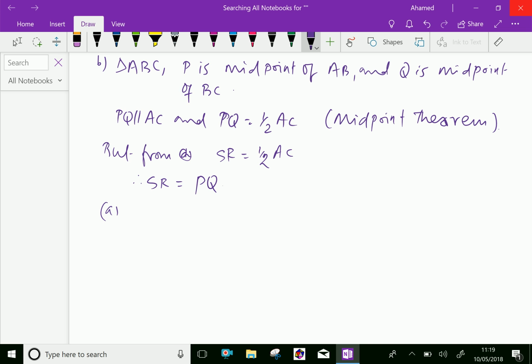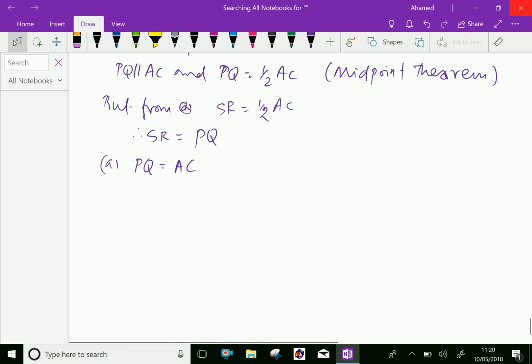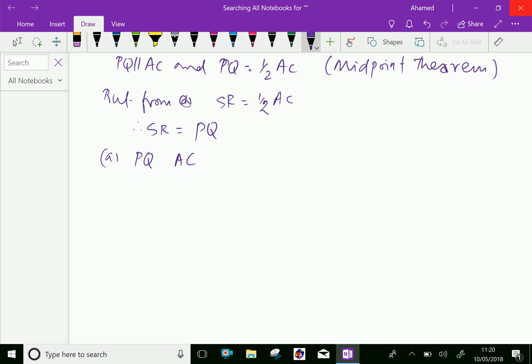Now PQ parallel to AC. Already we have, and SR parallel to AC. Therefore PQ parallel to SR, because PQ is parallel to AC as well as SR is parallel to AC. Then we can say PQ is parallel to SR. Also we can say PQ equal SR. Means two lines are parallel to the same line, then those lines are parallel to each other.